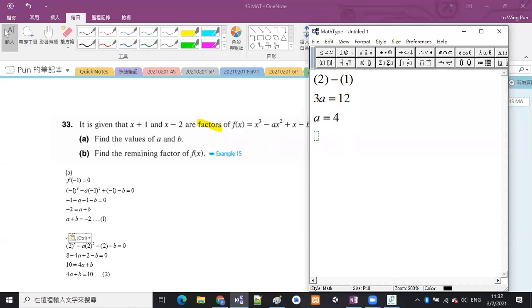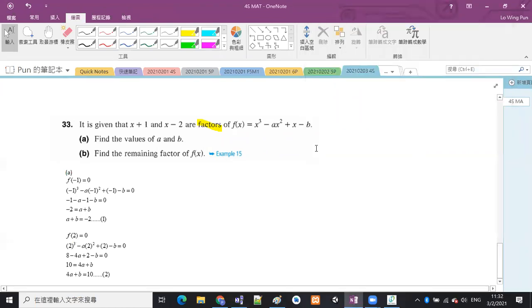Okay, and then after finding the value of a, we just substitute the value of a into either equation 1 or equation 2. So we have 4 plus b is equal to negative 2. Okay, and b is negative 6. So that is how we can find the values of a and b.